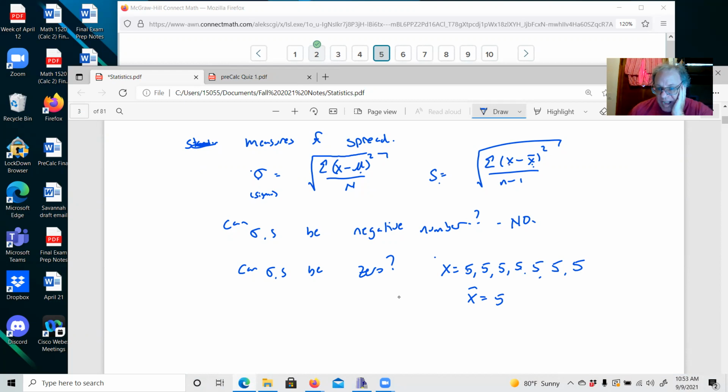And if I take each of these values and subtract 5 from it, we get 5 minus 5, 5 minus 5, 5 minus 5. We're going to get a lot of this. They're all 0. So when I square this and then add up all of the zeros, they're all going to be 0. So yes, standard deviation can be 0, but it's not the usual kind of data set you're going to see.